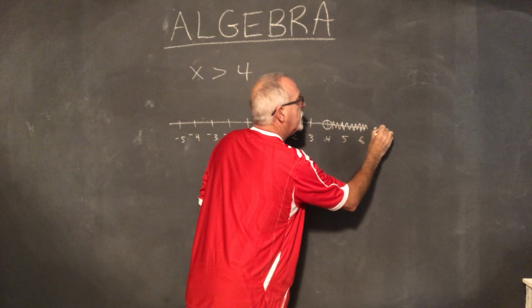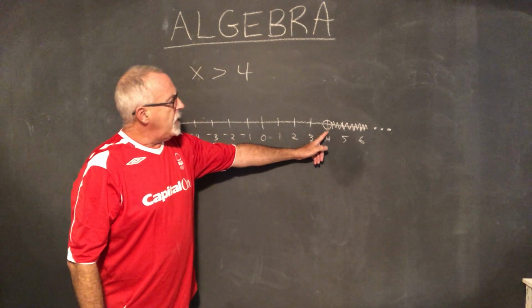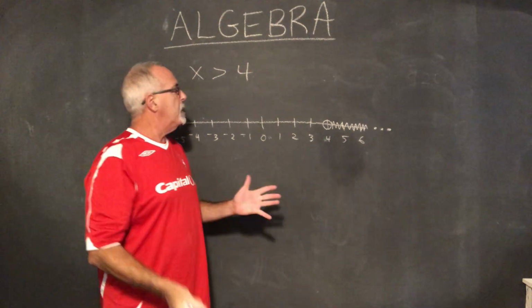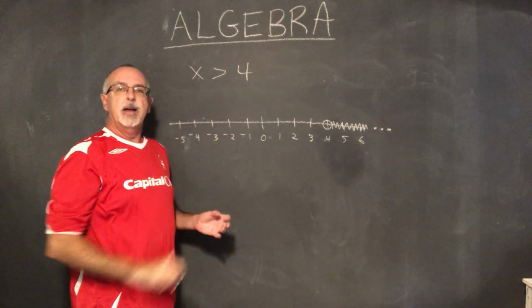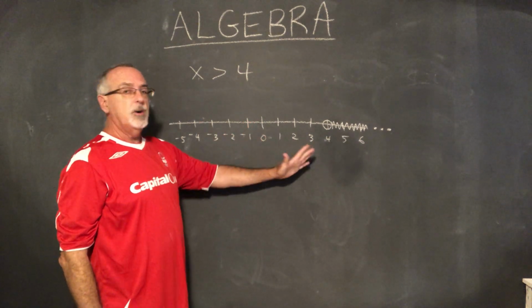And then we show that it is going to continue onwards. So I did not put a solid circle on the 4. This is one of the details that you have to be careful with, of course, because this does not say x greater than or equal to 4. It says greater than 4, so 4 doesn't count.